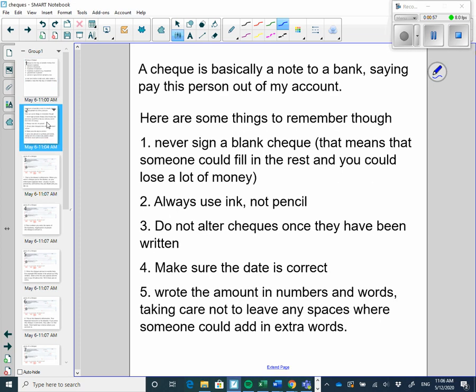A check is basically a note to a bank saying, pay this person out of my account. It's really just that. It's a letter, a note that says, transfer my money from my account to this person.